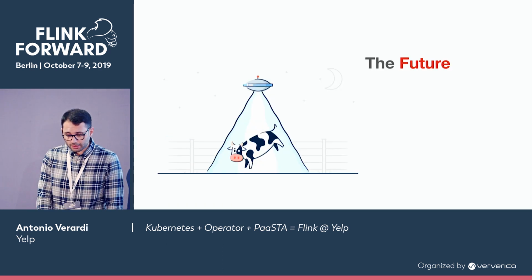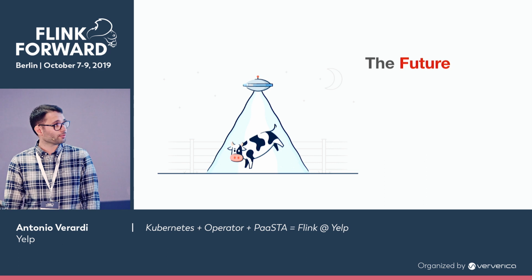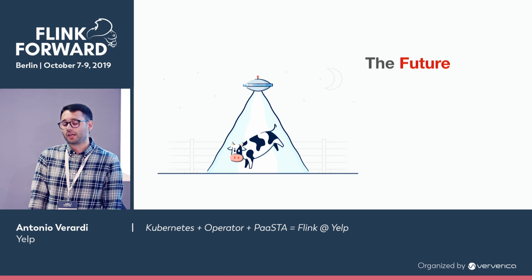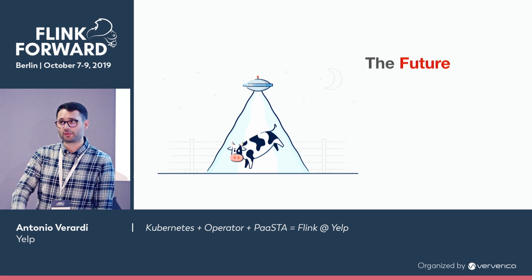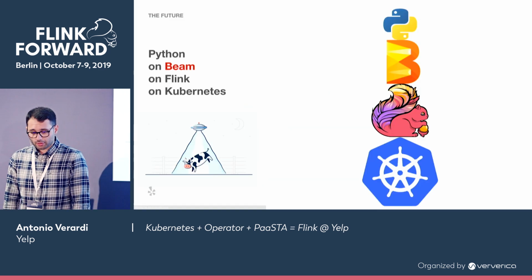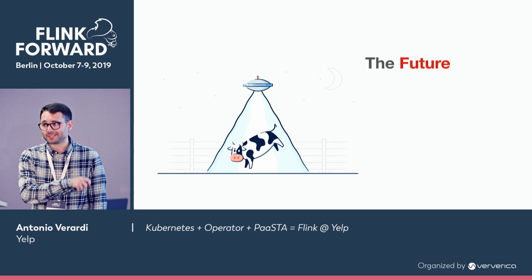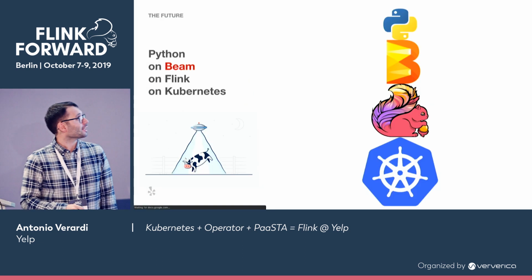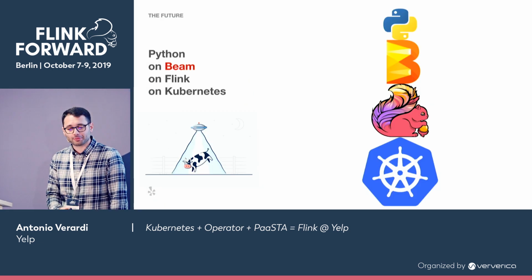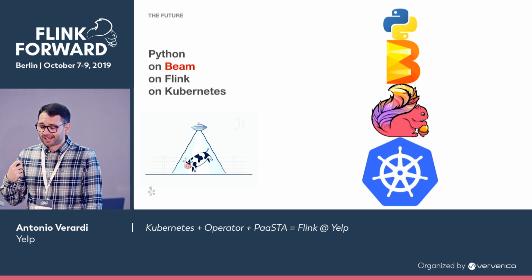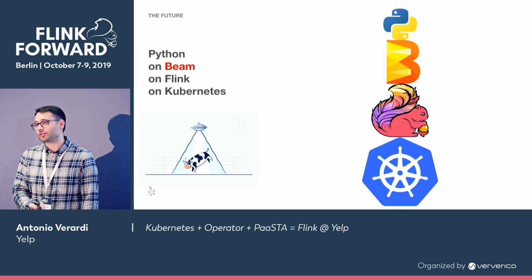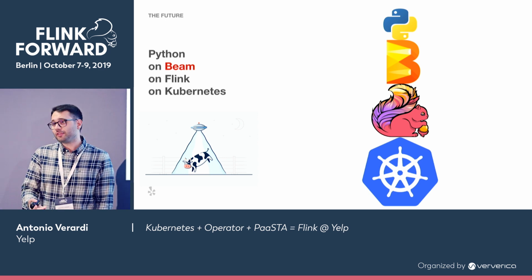So that's basically almost the end of the talk. But before moving to the questions, I wanted to show you the future that we have in mind. Also, don't you like the cow with the aliens? Isn't it super cool? Anyway, one thing we're experimenting with is Python on Beam, on Flink, on Kubernetes, on PaaSTA. So we are a Python shop at Yelp. So running Flink for us is cool.